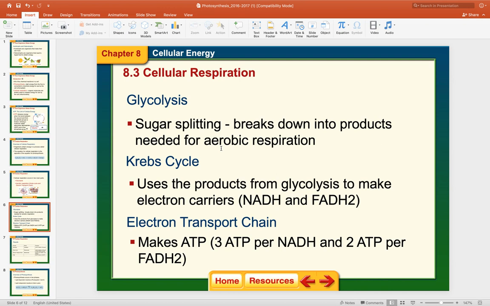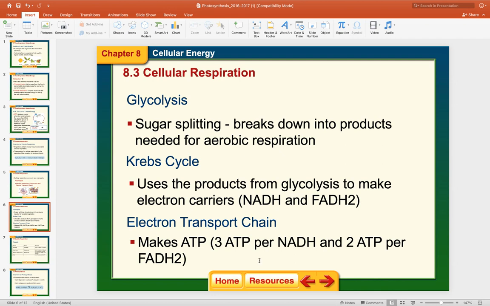Now, the Krebs cycle is that first part of aerobic respiration. So if oxygen is present, then it will move on to the Krebs cycle and form electron carriers. These electron carriers are NADH and FADH2. Also in this process for the Krebs cycle is the production of carbon dioxide. Now, the last step is going to be the electron transport chain.